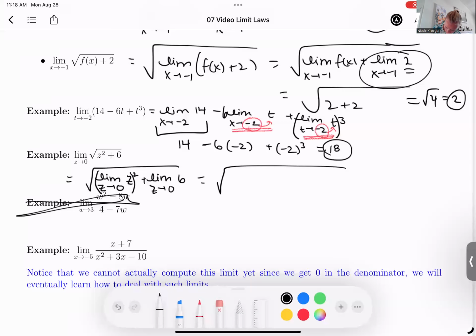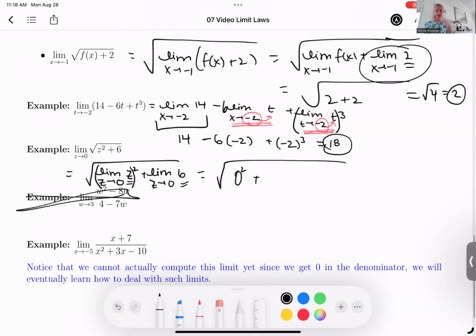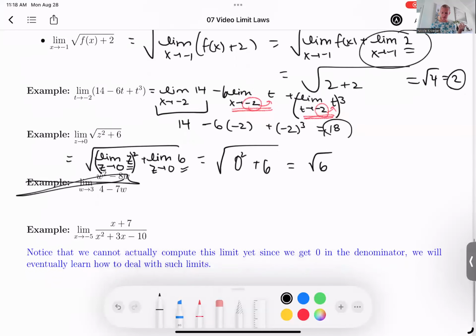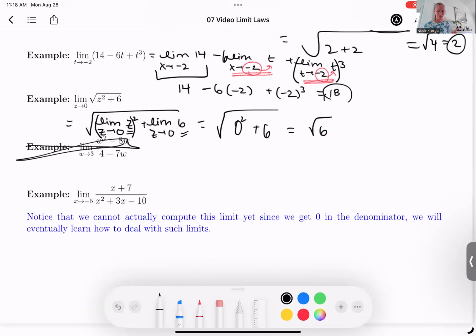Okay, so now as z approaches 0 of just a z, we're going to get 0 out by property number 7. So we're going to have 0 squared. By property number 6, since this is a constant, we just get that constant out. So we're left with a square root of 6, which does not simplify nicely. Okay, this last one, I didn't mean to include that note down here. So let's try this one before we read what that note says.